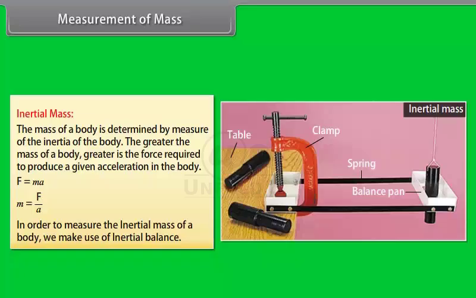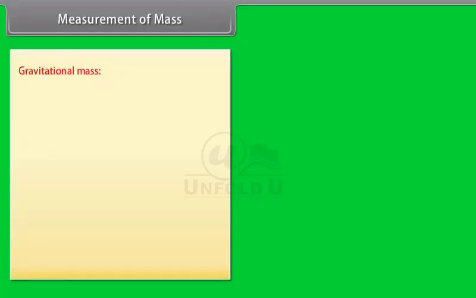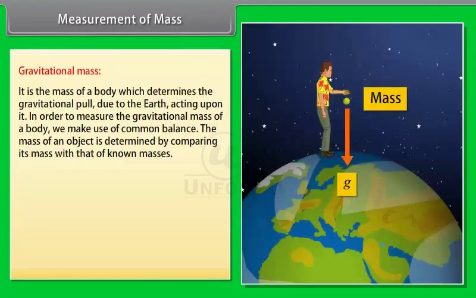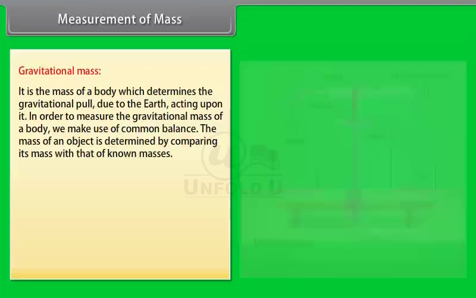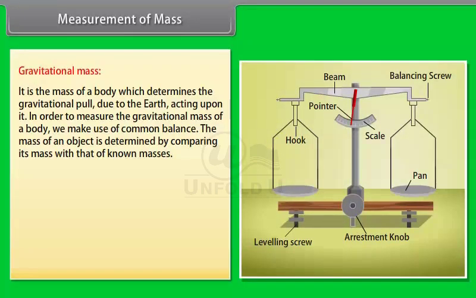In order to measure the inertial mass of a body, we make use of an inertial balance. Gravitational mass. It is the mass of a body which determines the gravitational pull due to the earth acting upon it. In order to measure the gravitational mass of a body, we make use of a common balance. The mass of an object is determined by comparing its mass with that of known masses.